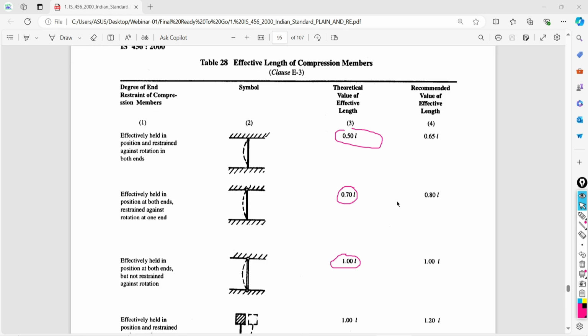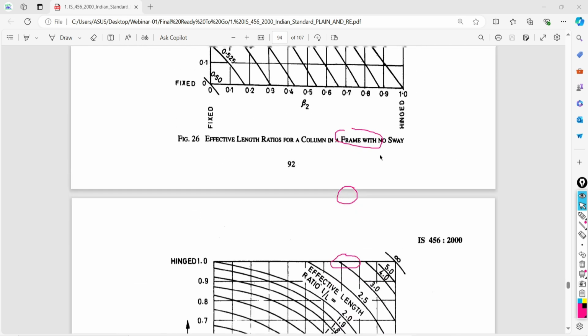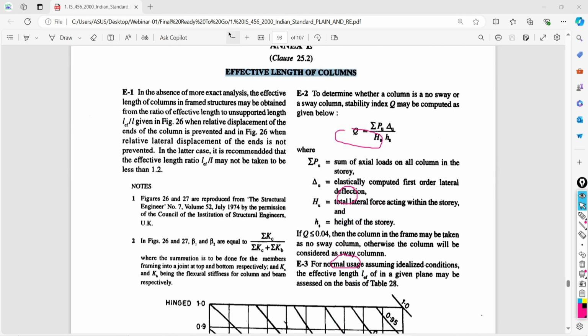But my dear friend, if you would like to do the calculation for your specific problem, for your specific project, and if you are going to use this table, then you will be wrong. I am not going to tell this, it is actually given in your code itself. If you read this note, see what they have recommended.